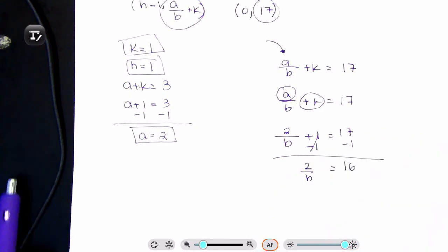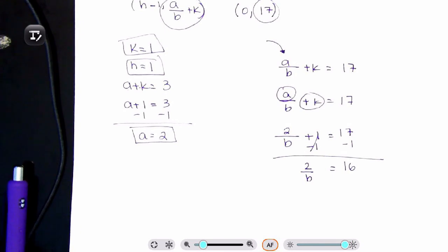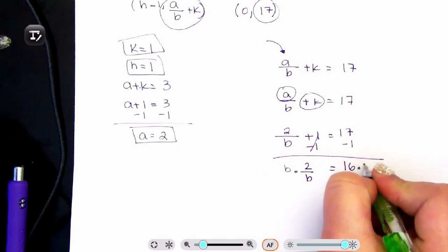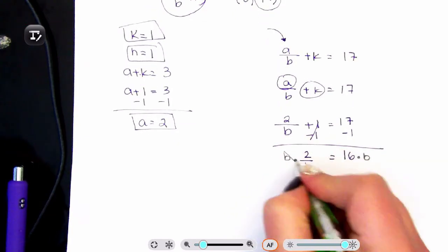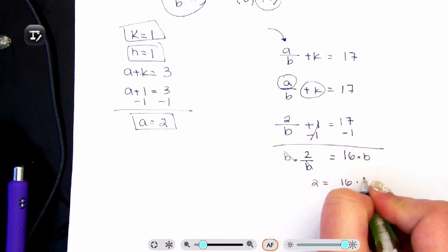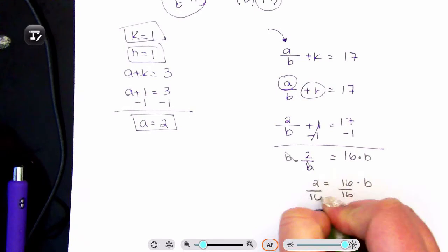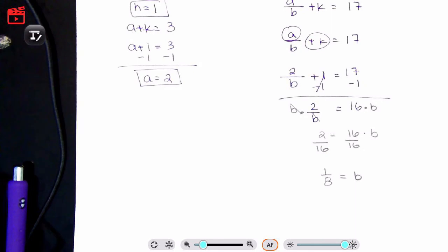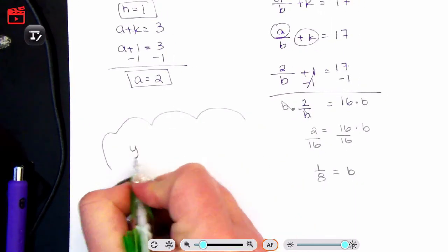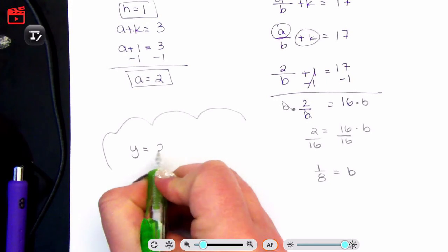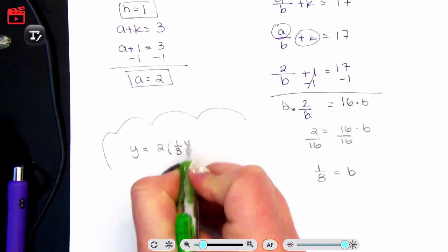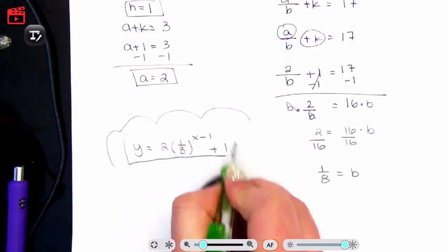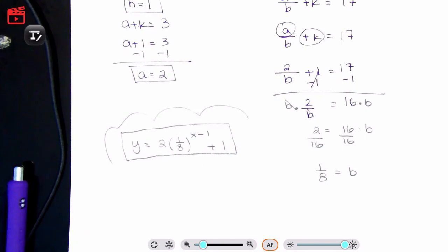Now be careful, do not multiply or divide by 2. Your variable b is in the denominator, therefore you're going to have to either multiply by b on both sides or create two fractions and flip it. I'm going to choose to do this, so I have 2 is equal to 16 times b. I'm going to divide by 16, so I have 1/8. So then what does our final answer look like? y is equal to a, which is 2, times b, which is 1/8, to the x minus 1 power plus 1. And again, make sure for your h values, you are doing the opposite of what you see.